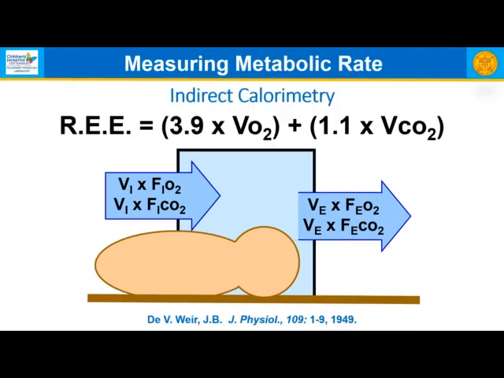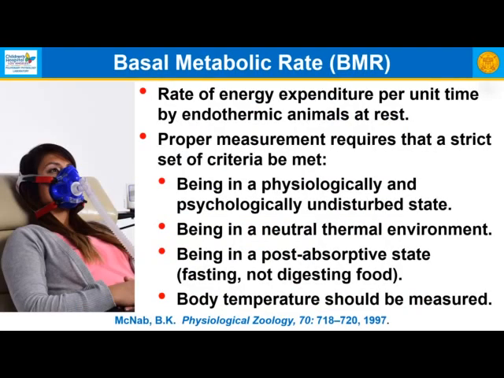This is the formula overall, if we've measured O2 and CO2, to get resting energy expenditure in terms of kilocalories per day. This has been used in a number of contexts. There's a test historically called the basal metabolic rate, or BMR. This is the rate of energy expenditure per unit time by endothermic animals at rest. The proper measurement requires a strict set of criteria. They need to be in a physiologically and psychologically undisturbed state, in a neutral thermal environment, and in a post-absorptive state, that is fasting, not digesting food. And body temperature should be measured during this test.